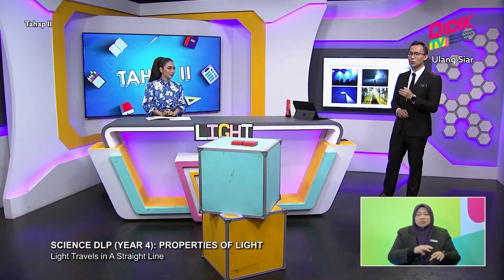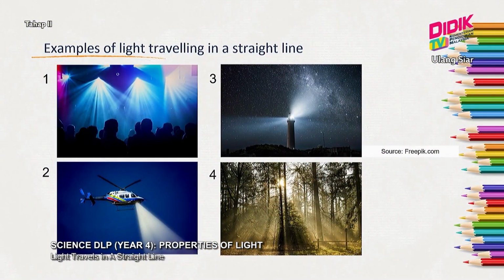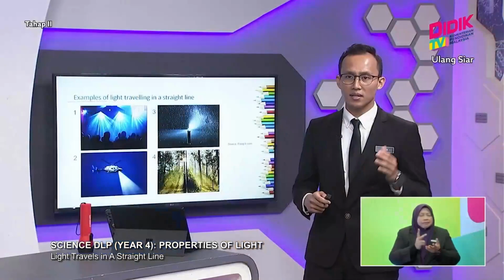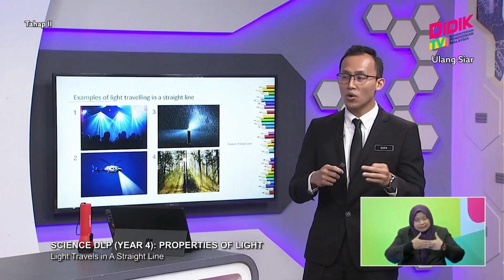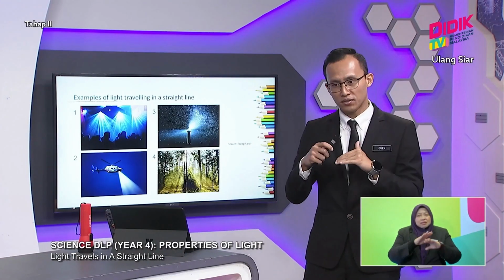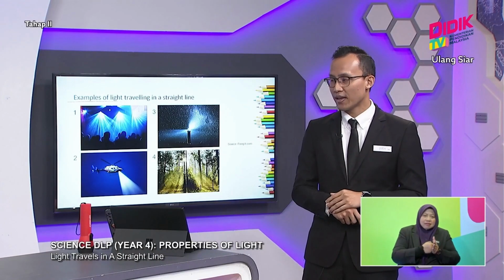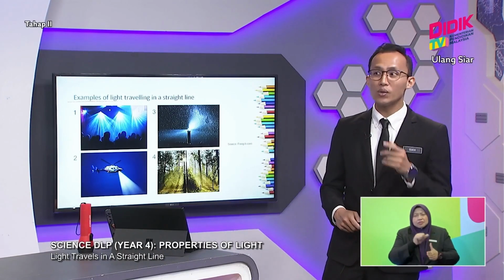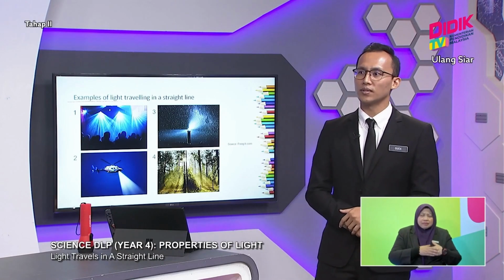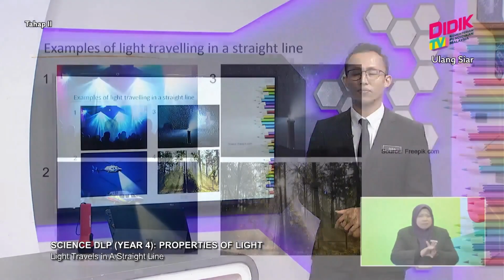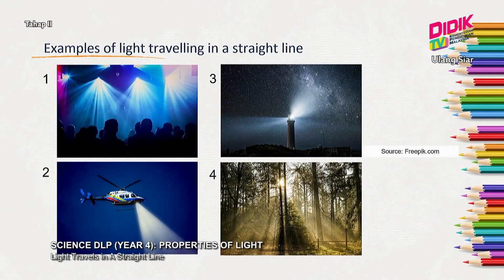The third picture shows a lighthouse. This lighthouse is important because it serves to warn the sailors or the mariners that they are close to the rocky and shallow coast, so that they don't knock into them and cause damage to their ship. And last of all, we have this very beautiful photo. It shows a forest in the morning where the sun rays shine through the forest, and we can see the rays of light. Yes, they look very straight for all four pictures.